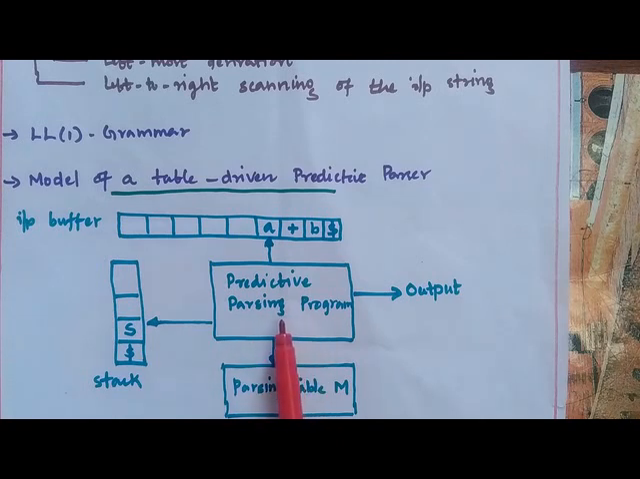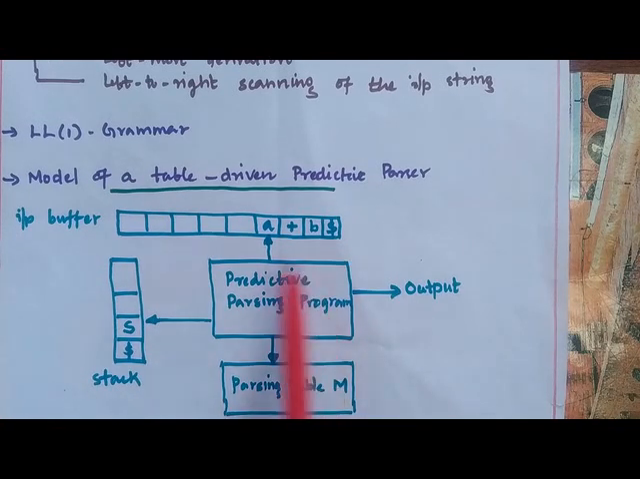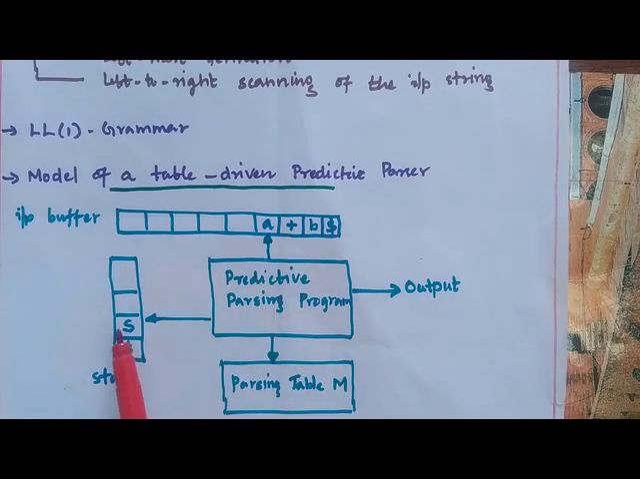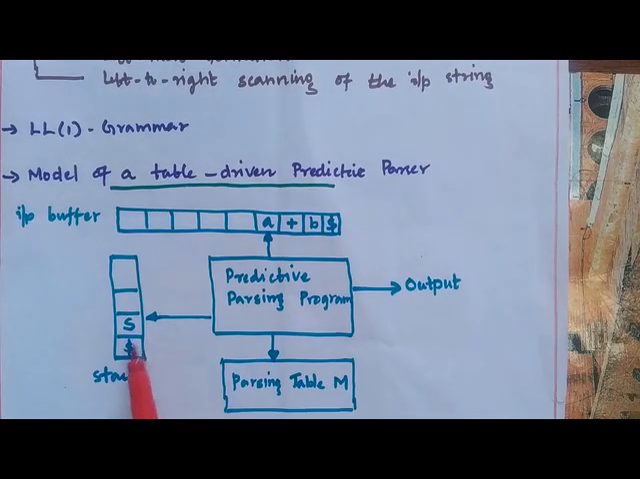Then it has a predictive parsing program, and that program will help the parser to perform the action based on the input from the input buffer, the stack top and the parsing table. So this is the core of the parser, and it will read the input from the input buffer and the stack top, and based on that it will refer to the parsing table M and perform the action based on the content obtained from it. So you can see that there is one stack.